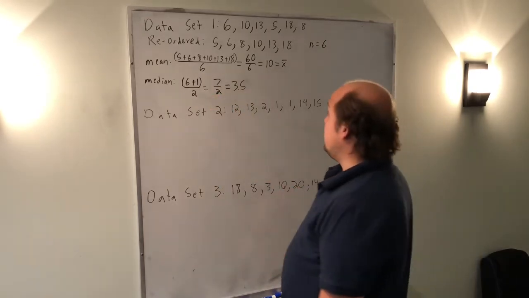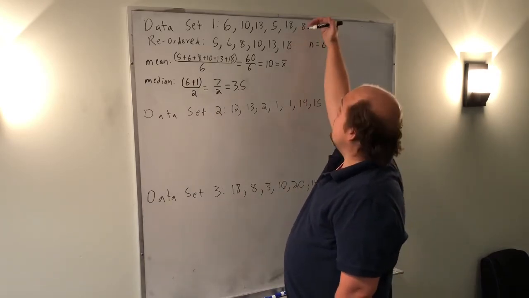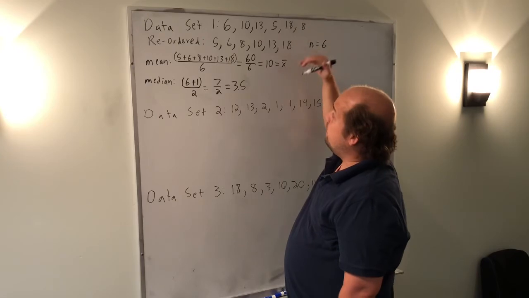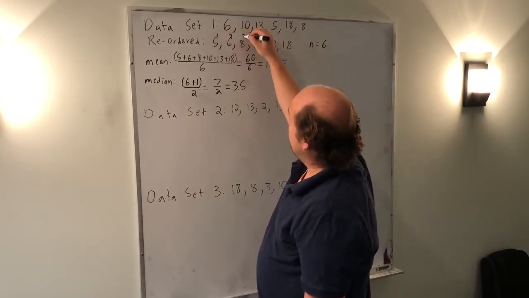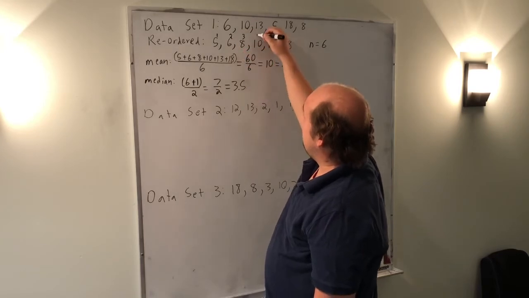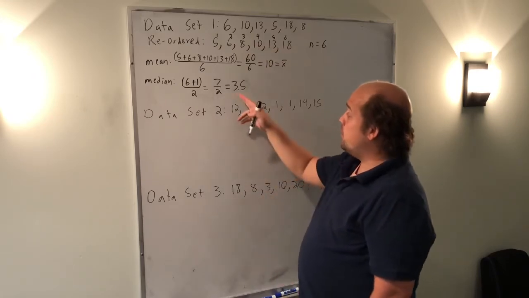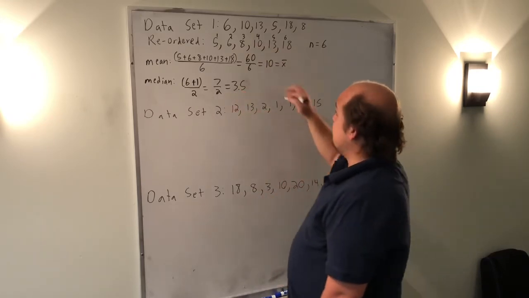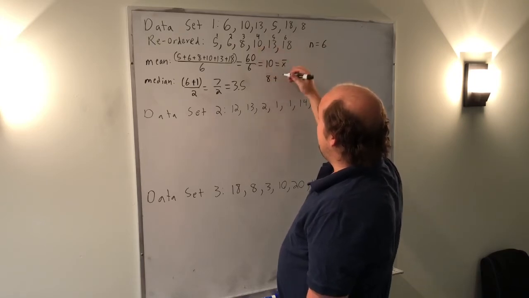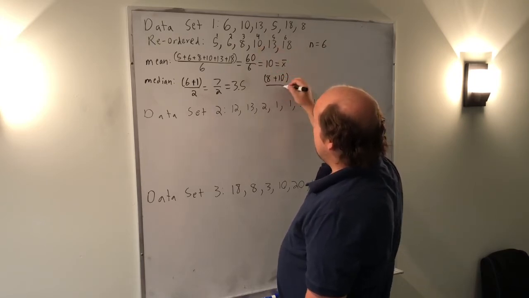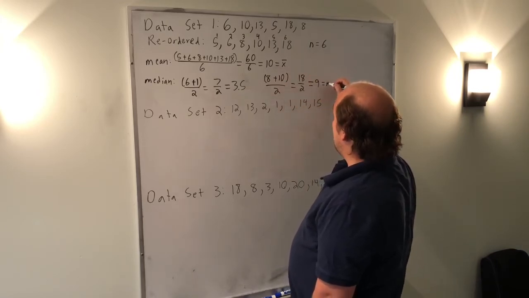When I look between the third and fourth data point, I'm going to make sure I'm on the second reordered list, not on the original list that was out of order. So on this reordered list, 1, 2, 3, this is the third data point. 4, 5, 6, this is the fourth data point. So between the third and the fourth data point means I take the third data point, 8, I add the fourth data point, 10, and then I divide by 2. That gives me 18 over 2, or 9, which is the median.